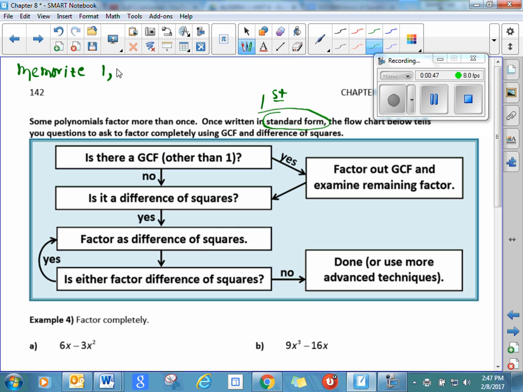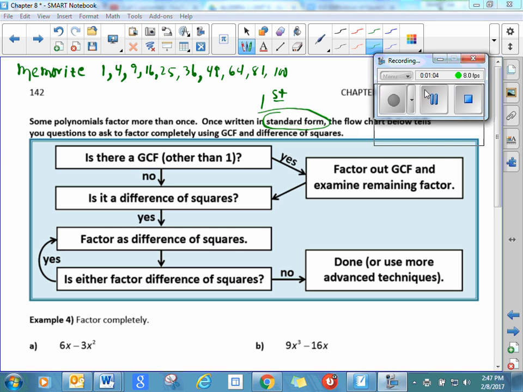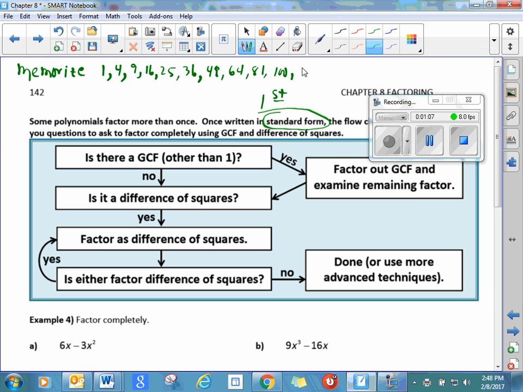So that's 1, 4, 9, 16, 25, 36, 49, 64, 81, 100, 121, 144, 169, 196, those are easy because the integers just flip, and then 225. So this is up to 15 squared. That's 1 squared, 2 squared, 3, 4, 5, 6, on and on, up to 15 squared.